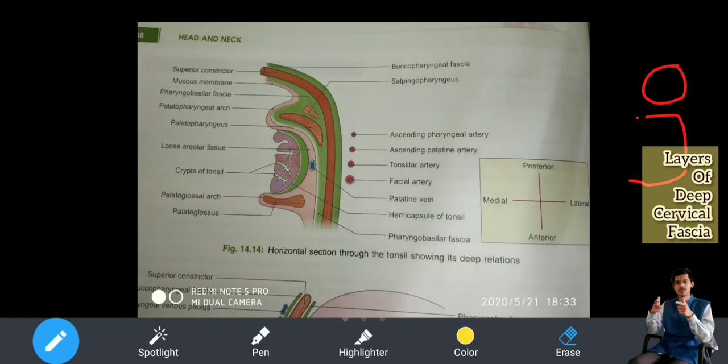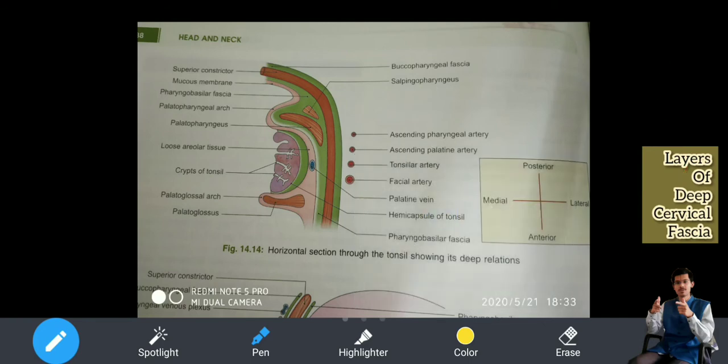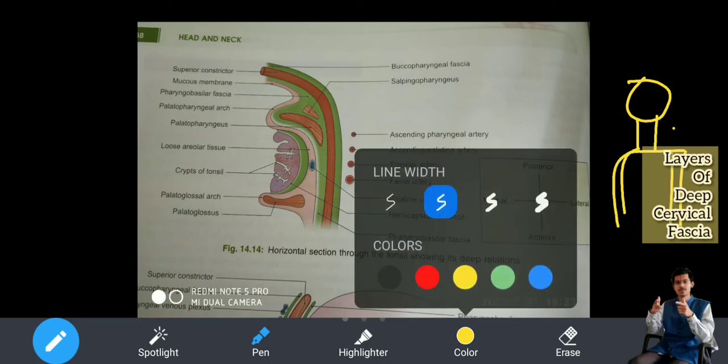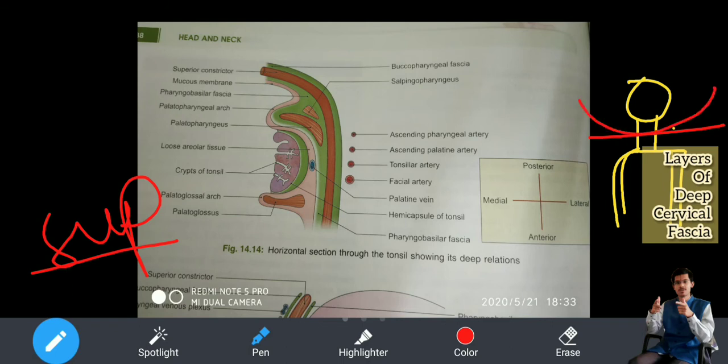Oh, it got erased. Wait, I'll draw it again. See, this is a man standing, this is the neck, and you cut that poor fellow where? You cut that poor fellow here in the neck. Transverse. And you are seeing from the front. Superiorly you are seeing, but from the front. So he is standing in front of you and you have already cut this, and now you are seeing from the front.